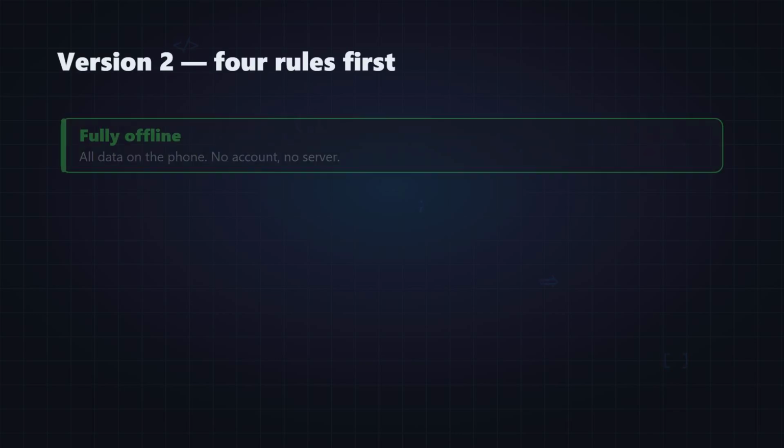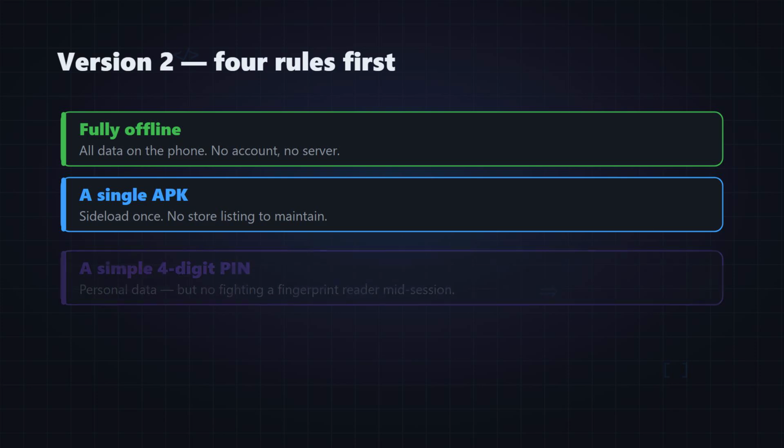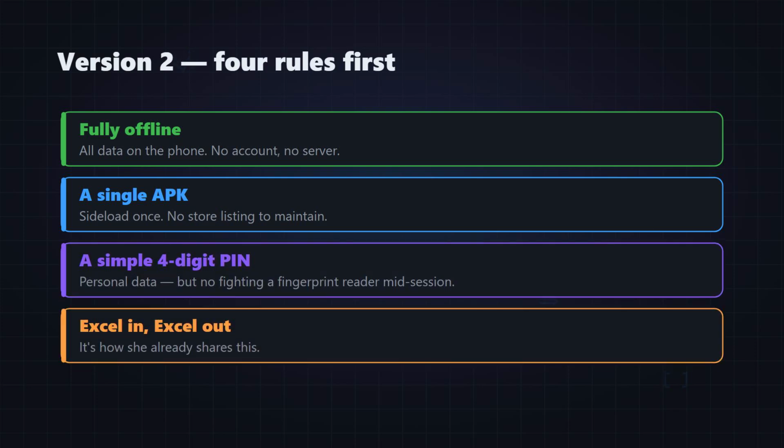Now version 2. And instead of jumping straight to code, we wrote down 4 rules, and every technical decision came from them. Rule 1, fully offline. All data lives on the phone, no account, no server. Rule 2, a single APK. Sideload it once, and it works forever, no app store listing to maintain. Rule 3, a simple 4-digit PIN, because the data is personal, but a therapist should not be fighting a fingerprint reader in the middle of a session. And Rule 4, Excel in, Excel out, because that is how she already shares this stuff.